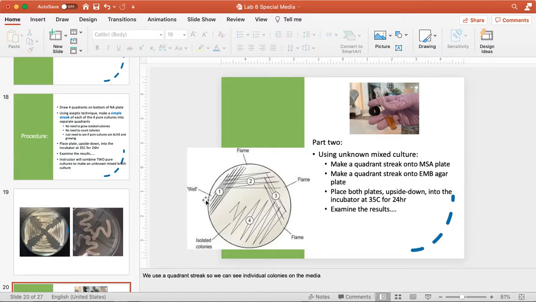This diagram over here just shows me again the pattern for a quadrant streak. I put the loop full of cells out of the culture tube into quadrant 1 and I just smear it around. Then I flame my loop or incinerate my loop to sterilize it. I'm going to pull some cells out of there and I'm going to spread them around quadrant 2, flame my loop, pull some cells out of here and spread them, pull some cells out of there and spread them, and hopefully I'll get isolated colonies.